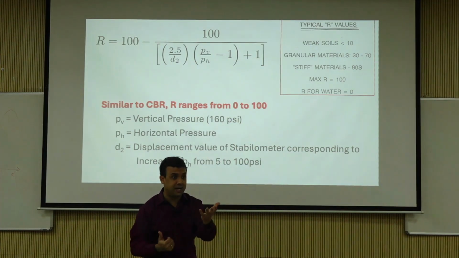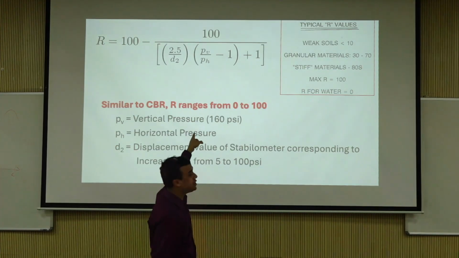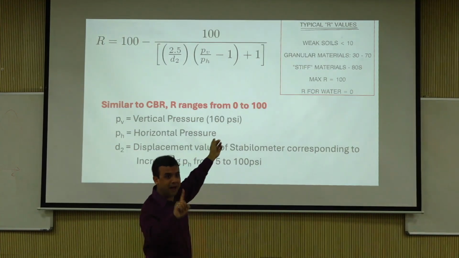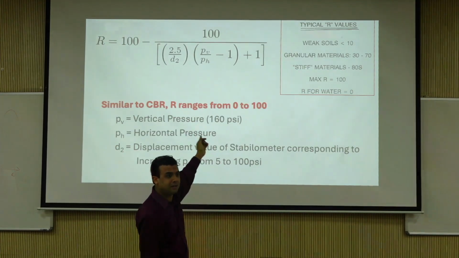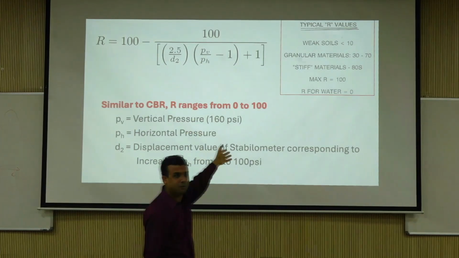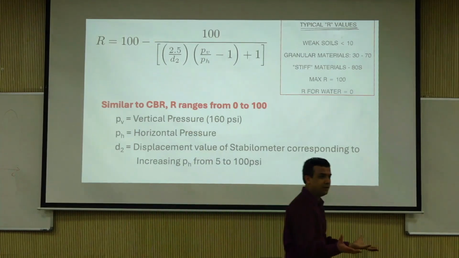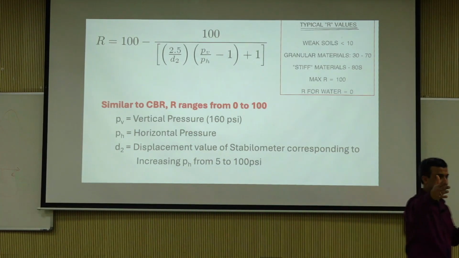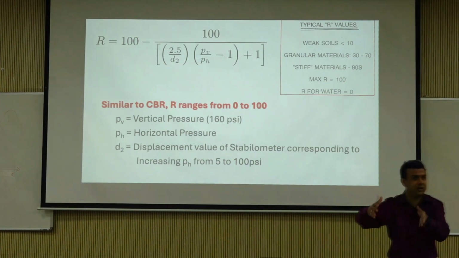Same pressure, hydrostatic, right? So PV over PH becomes 1. 1 minus 1 becomes 0 plus 1 becomes 1. 100 divided by 1 becomes 100. 100 minus 100 becomes 0. So water is 0. So these are the two extremes. And then you are somewhere in the middle when you are testing your soil.